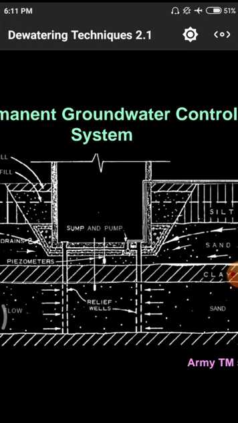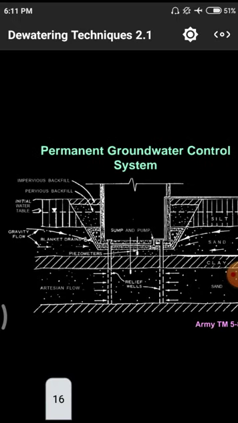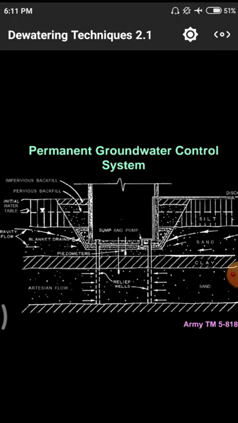Those pumps are capable of catching the water from the ground level, and they will remove the water from the ground itself. This is the permanent groundwater control system. That means we normally construct a hole into the ground level. From the hole itself we extract whatever groundwater is present in the structure. If we continuously extract, at a particular point there is no groundwater located in the soil itself.